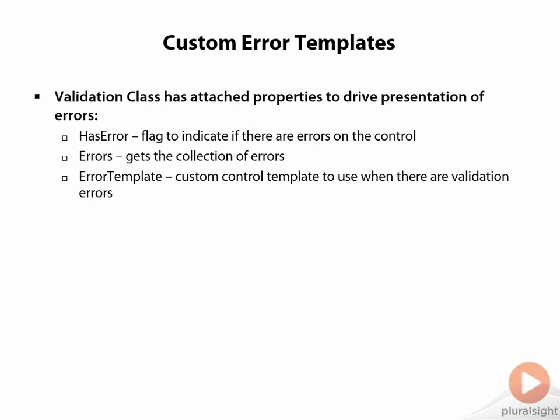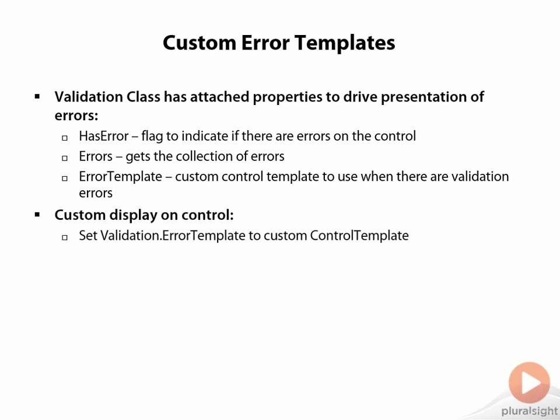Finally, there's the error template. The error template is the custom control template that is used when there are validation errors. So the default error template adds the red box around the control, but you can customize that and do whatever kind of annotation you want to the control with your own custom rendering.